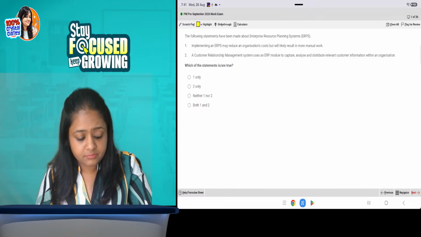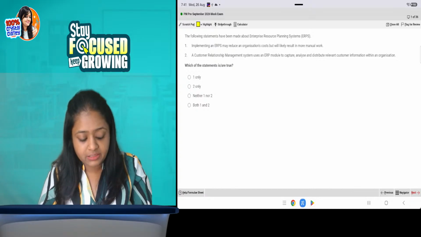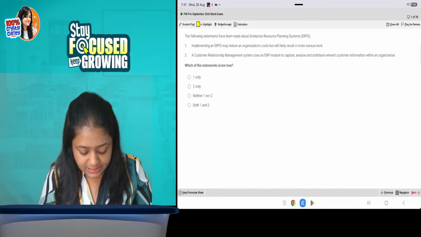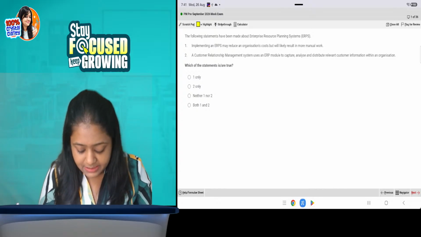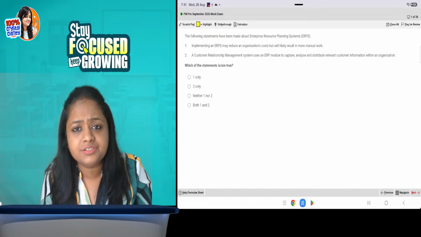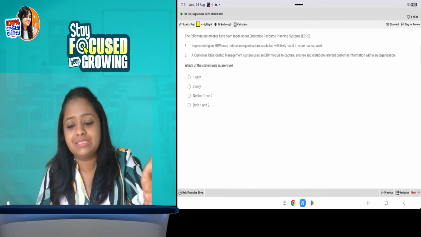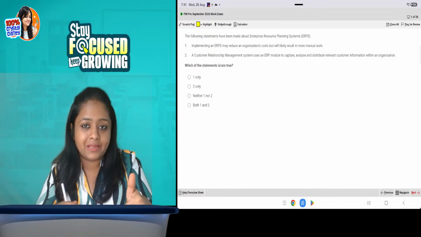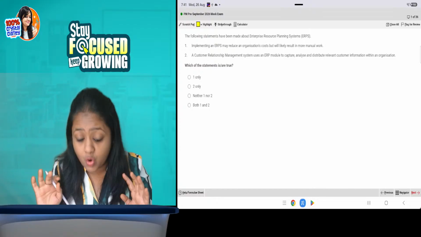Now, first thing is, let's look at the first statement and see whether it's correct or not. Now here if you see, implementing an ERP system will reduce an organization's cost. Contrary to it, we have always studied that it increases the organization cost, correct? Because it is an expensive system. So first statement goes wrong.